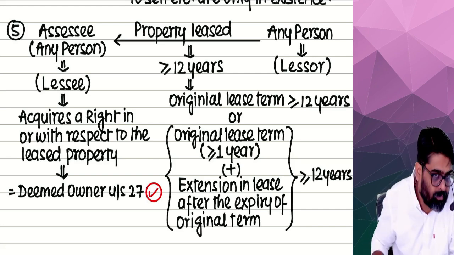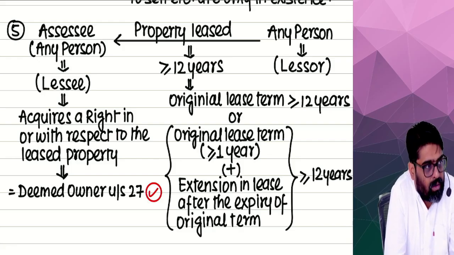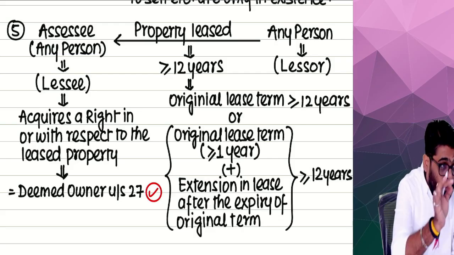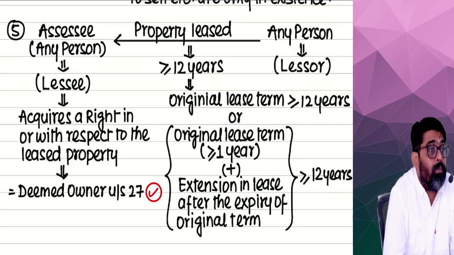So first case, I'm giving you the property on rent for 15 years. Is it a long-term lease? Will you get the right? You will be the deemed owner. During that entire 15 years, you will be the deemed owner of the property. Yes or no?